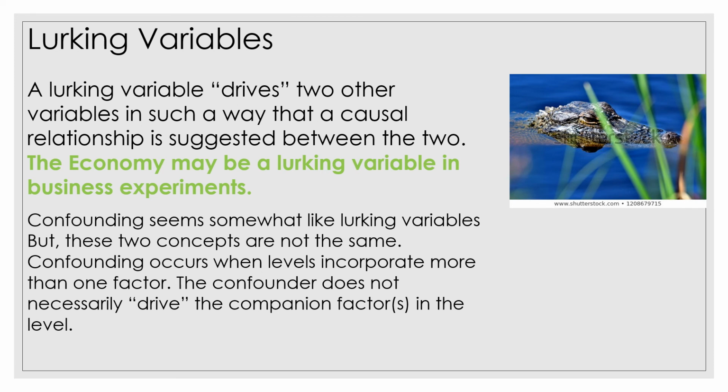Lurking variables means there's another variable, a third one, not in the design, that's actually driving the response. So a lot of times the economy may be a lurking variable not taken into account in the actual experiment. So what's the difference between confounding and lurking? Confounding means that the levels incorporate more than one factor. Okay, it doesn't necessarily drive the companion factor.